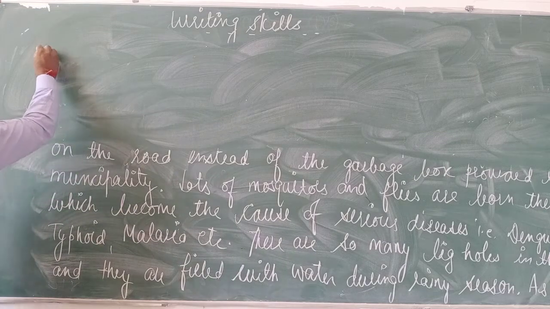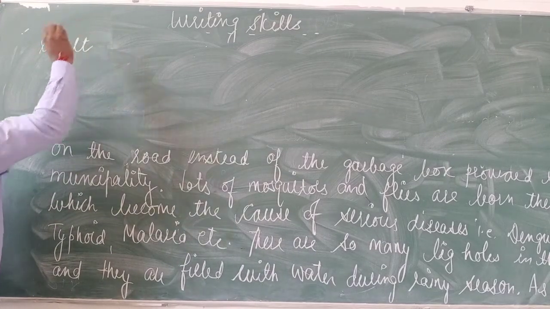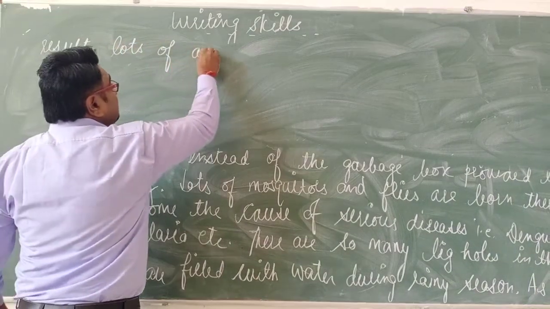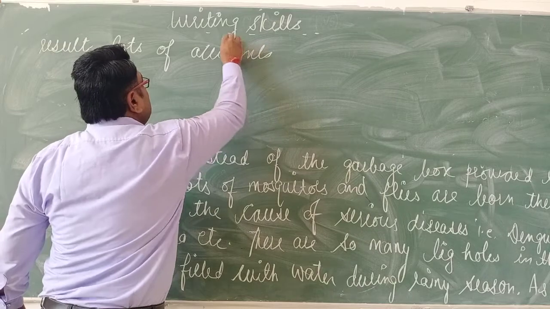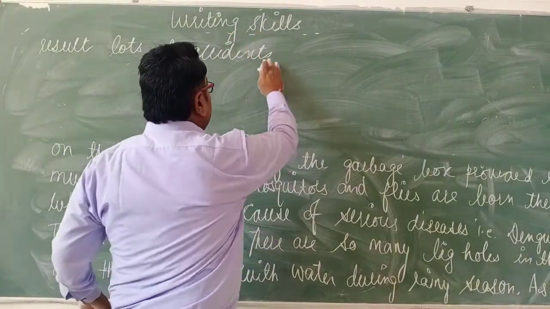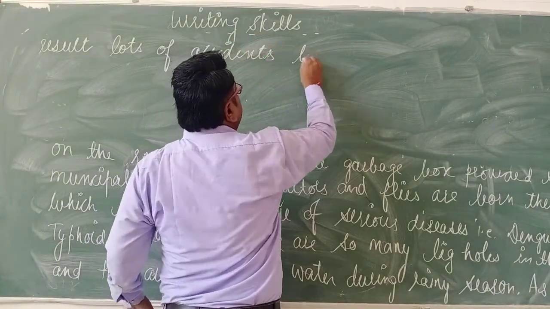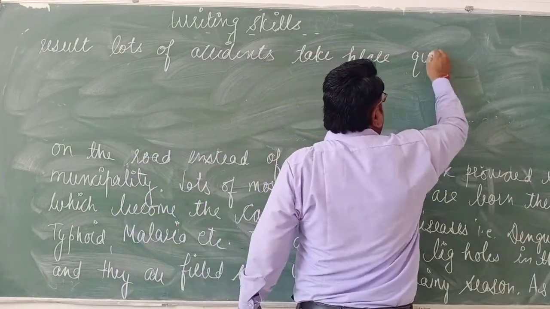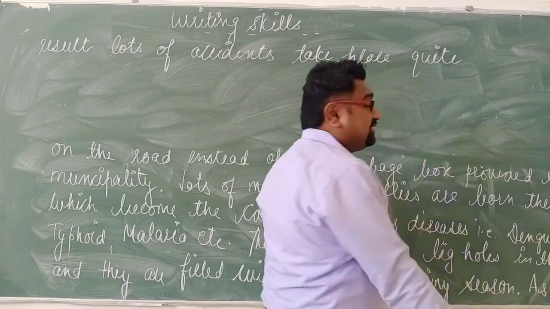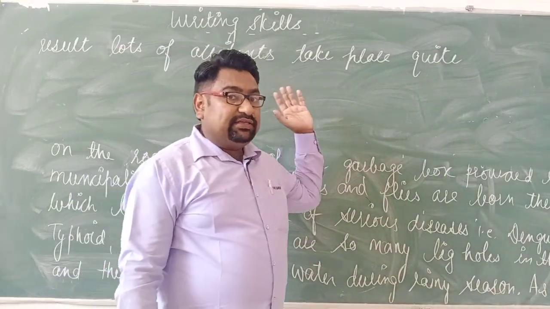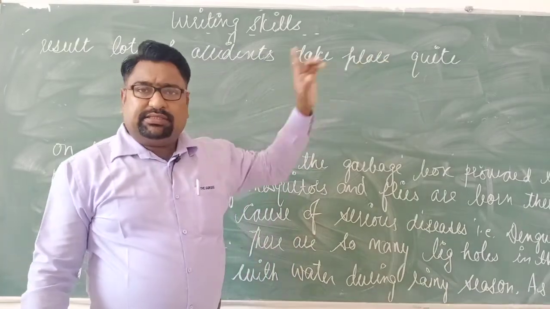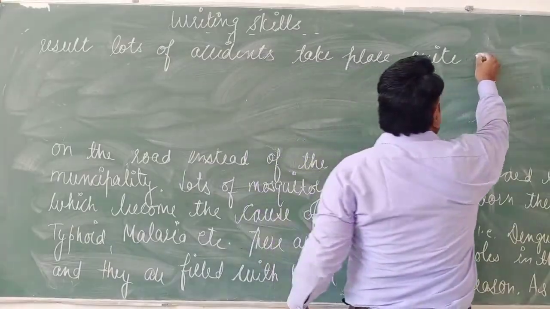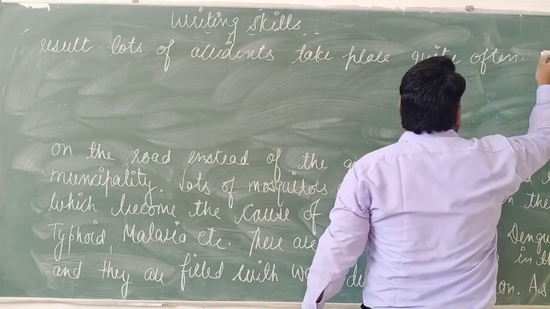As a result, lots of accidents take place quite often. Q-U-I-T-E, quite. It's not Q-U-I-E-T. Clear? Spelling is different. Q-U-I-E-T means cool and calm, right? Q-U-I-T-E means very, quite often, right?